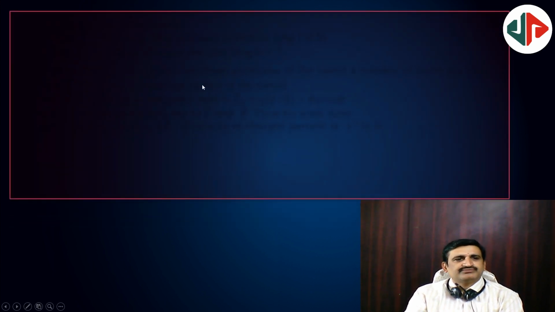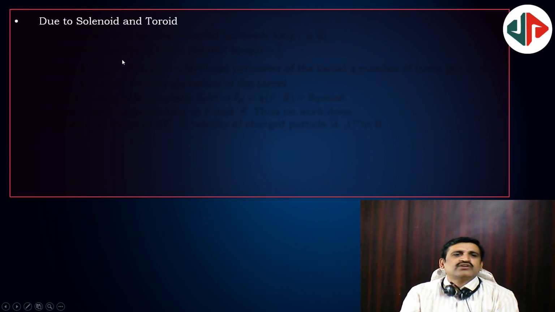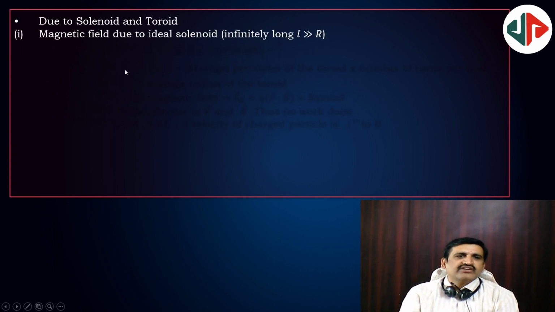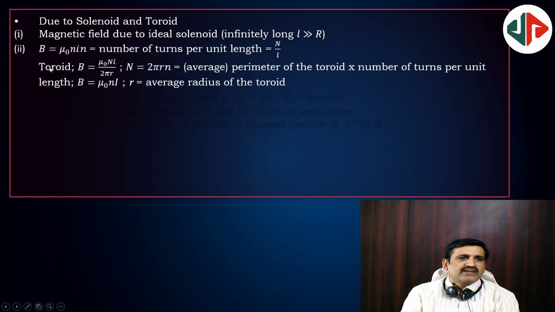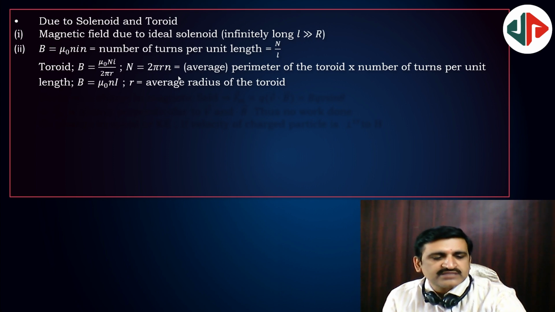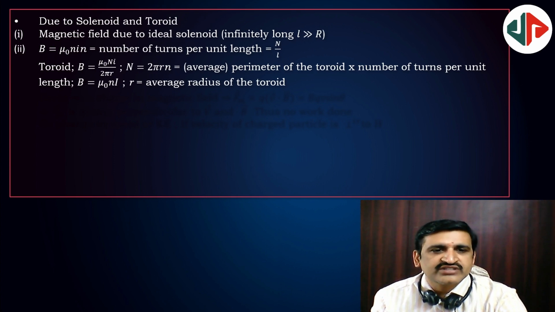Magnetic field due to a solenoid and toroid. For an ideal solenoid, infinitely long with L much greater than R, B is equal to mu naught n I, where n is the number of turns per unit length, that is capital N by L. For a toroid, B equal to mu naught N I by 2 pi R, or B equal to mu naught n I.